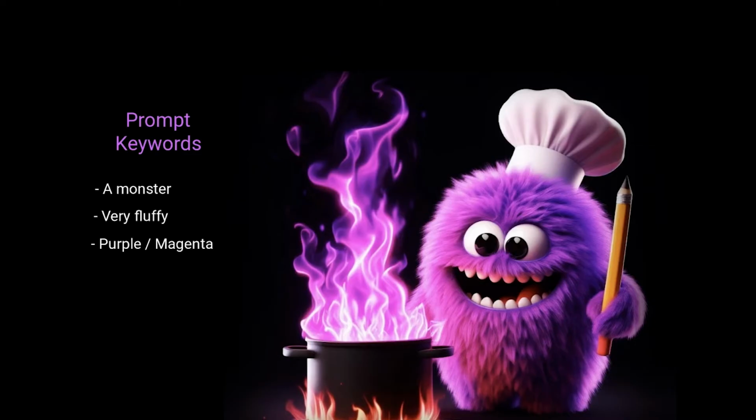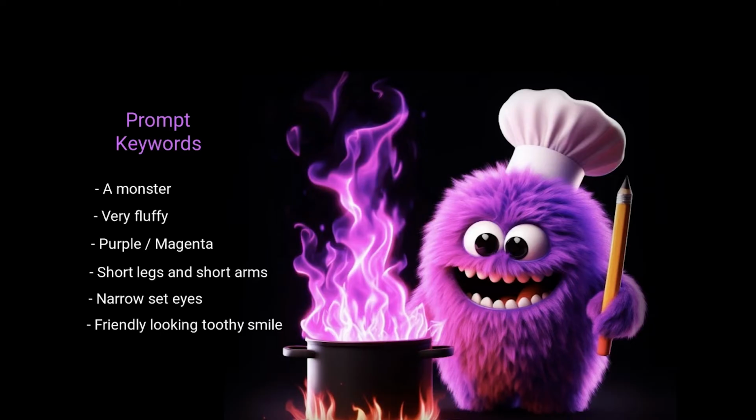The fourth thing is, maybe you can notice, he has short legs and short arms. So we're going to use short legs and short arms as a part of our prompt as well. The next thing is you can notice he has narrow set eyes. So narrow set eyes is another keyword and another thing that makes Calvin Cooks who he is. And the next thing is he has this little evil looking, but at the same time kind of friendly, goofy looking smile. So I tend to use the keyword friendly looking toothy smile. So that will be a keyword for the prompt.